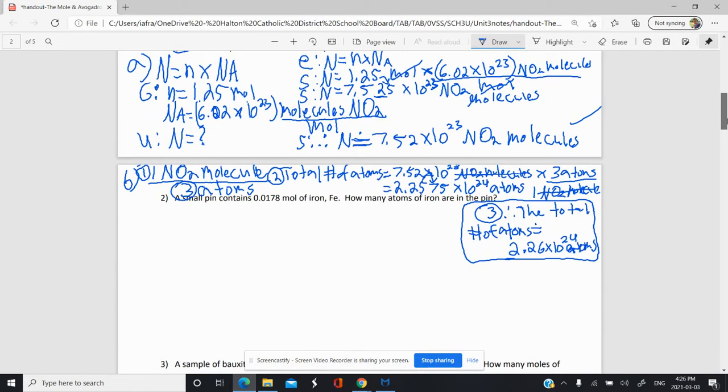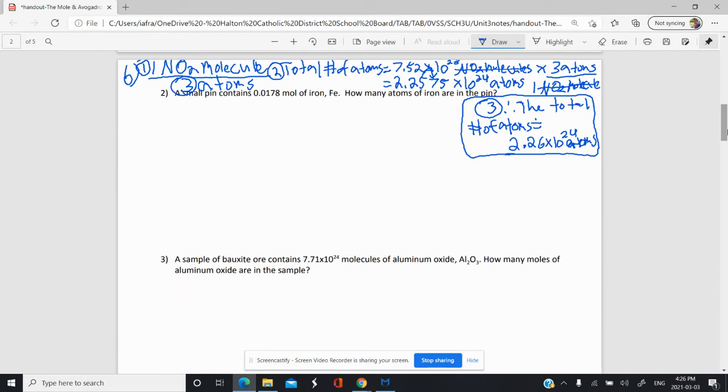So in this video, we're going to go over a few more questions to practice our mole calculations. Let's take a look at a small pin that contains 0.0178 moles of iron. How many atoms of iron are in the pin?